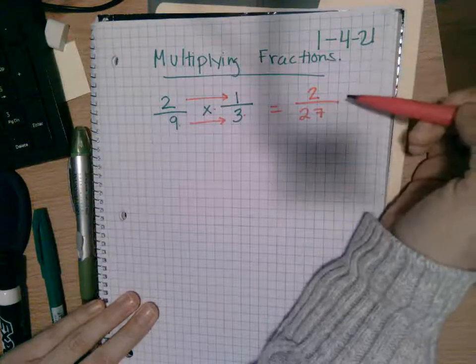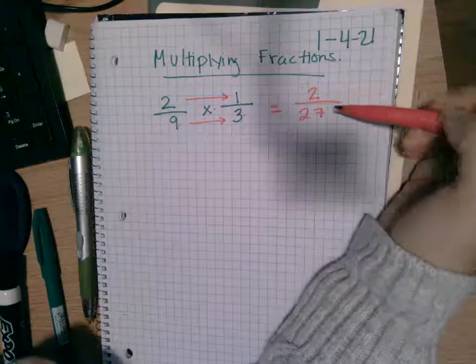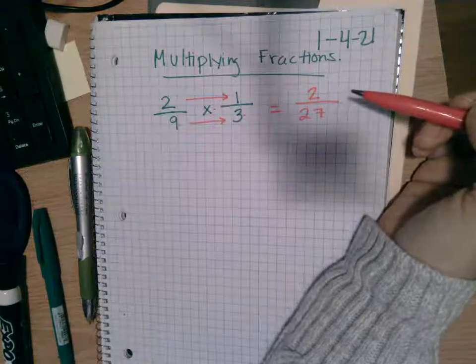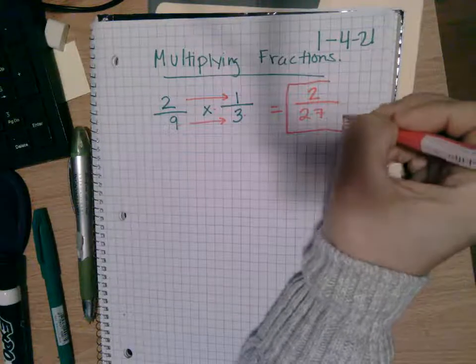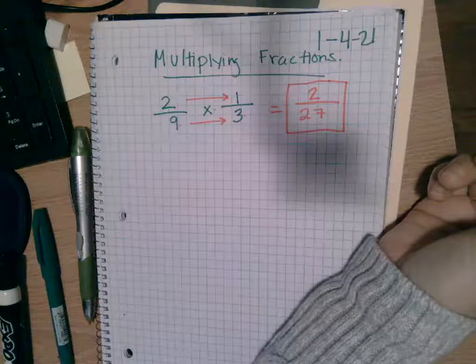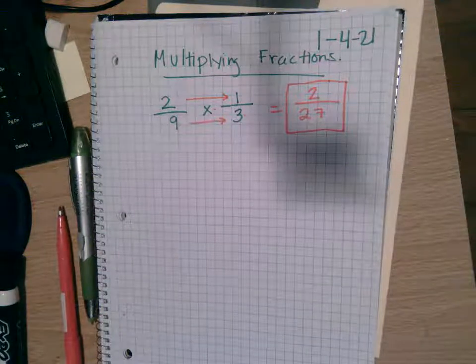And then you ask yourself, hey, can I simplify 2 and 27? Is there a number I can divide 2 and 27 by? And the answer is no. So this is your final answer. That's it. That's all you have to do. Easy, huh? That was easy. That was very easy and quick.